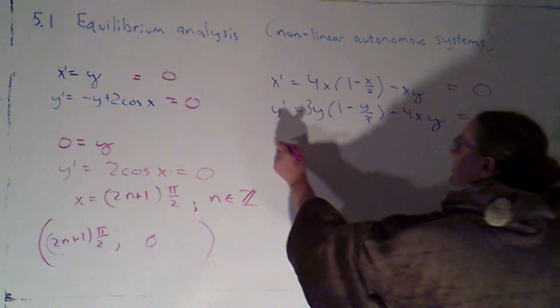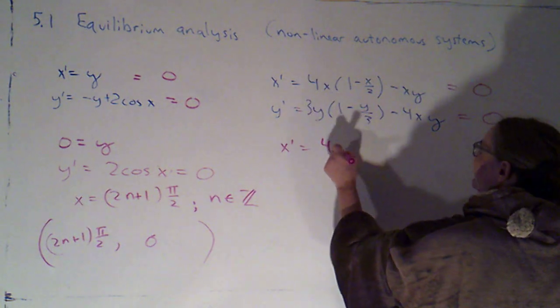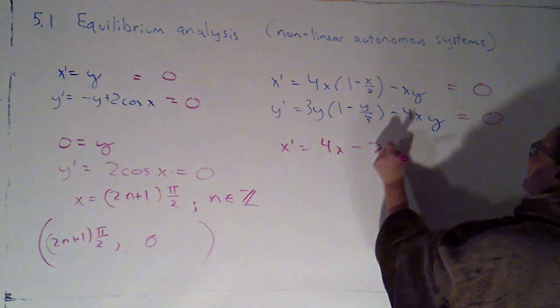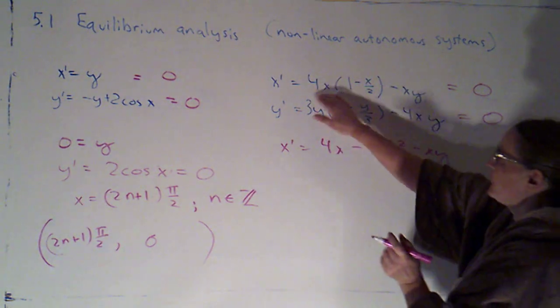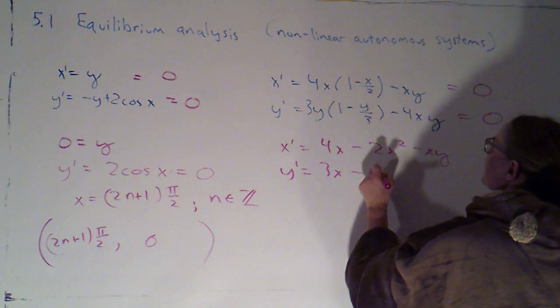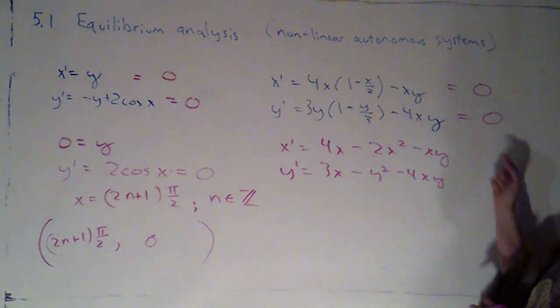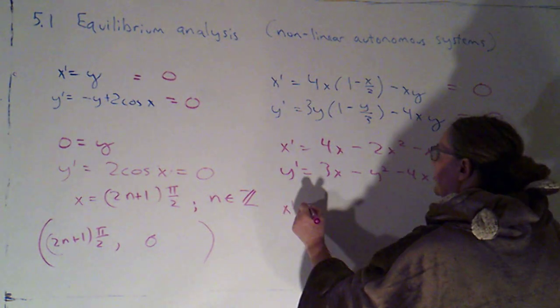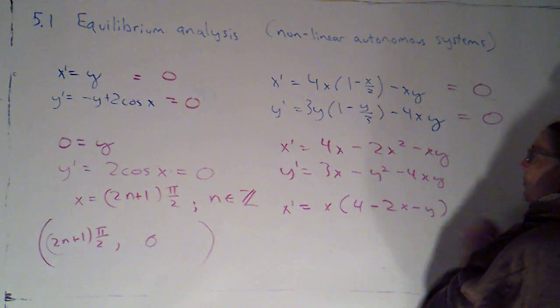What I'm going to do here is first distribute and then factor. So 4x minus 2x squared minus xy is what I get if I distribute the 4x here. And y prime is 3x minus y squared minus 4xy. Now, from the x prime equation, I can factor out an x. So I get x times (4 minus 2x minus y).